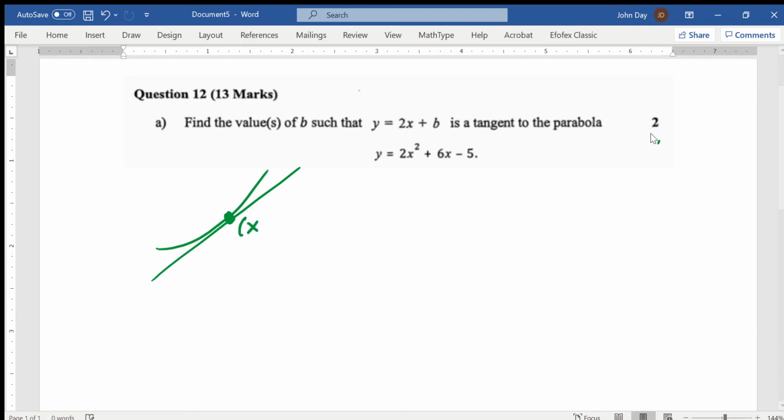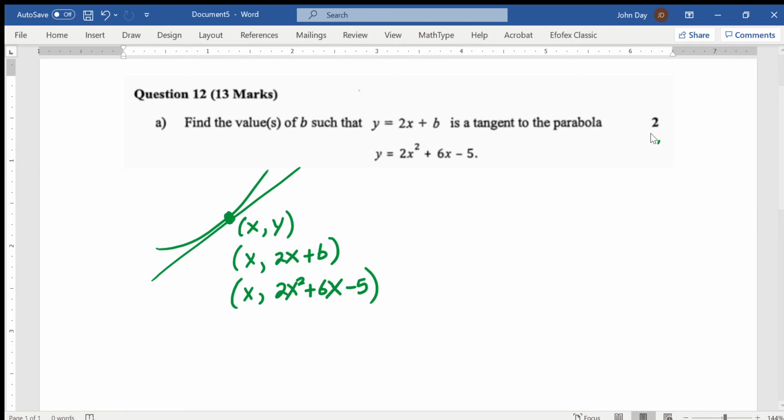I'm going to call them capital X, capital Y. Now that means that from the point of view of the tangent, it'll be x and 2x plus b. And from the point of view of the parabola, the coordinates will be x and 2x squared plus 6x minus 5. But they're the same point. So we need some information now to help us out with this.